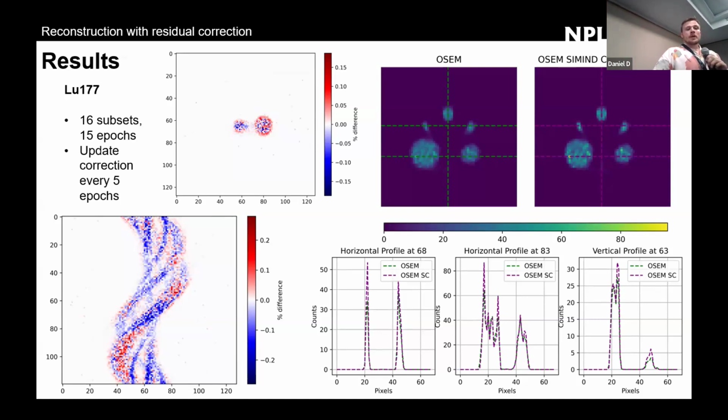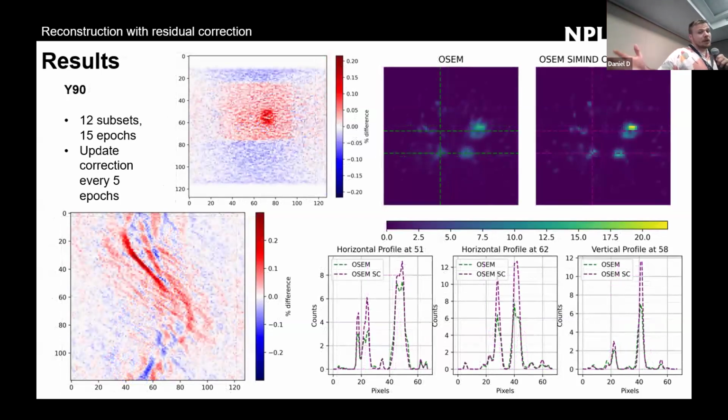We see something similar with yttrium-90. This is 12 subsets with 15 epochs, and we update the correction every 5 epochs. Again, there are the difference images for the residual correction, for the projection and sinogram. And again, we can see a marked increase in the voxel values in the spheres with very little, and even less, noise outside of the spheres.